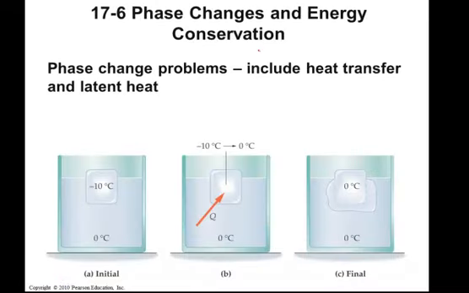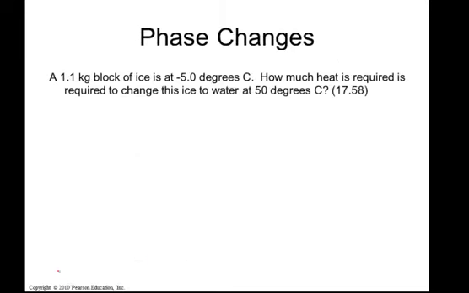Now, when we're working with phase change problems, not only do we have heat transfers as the temperature increases, but we also have latent heat. So we have to incorporate both. In this case, I have a 1.1 kilogram block of ice at -5 degrees Celsius, and I've got to figure out how much heat is required to change this ice at -5 into water at 50.